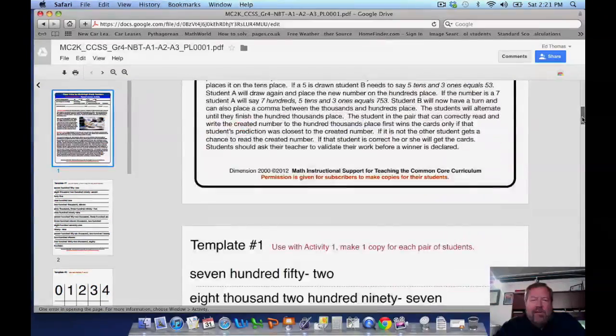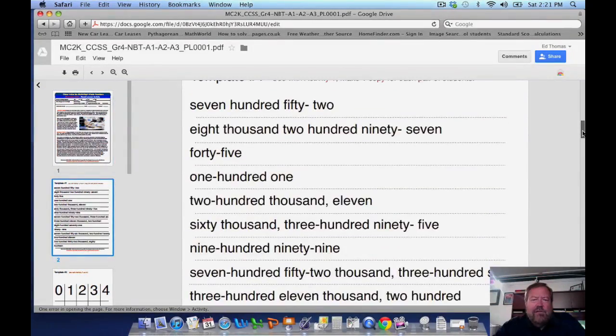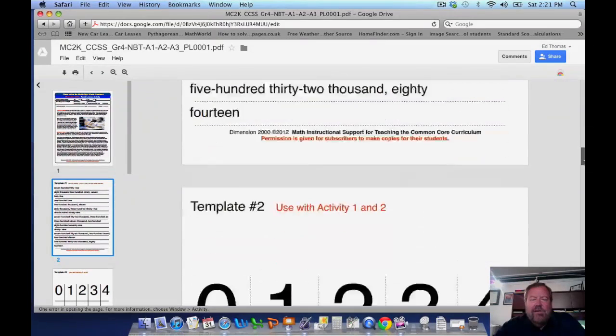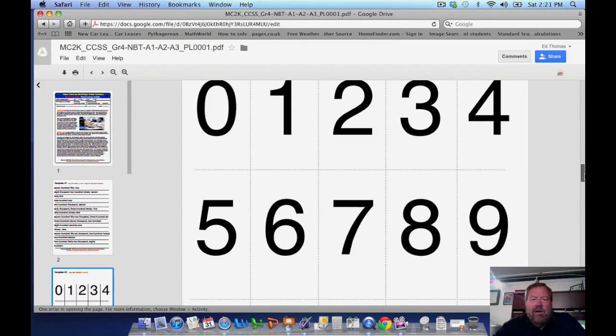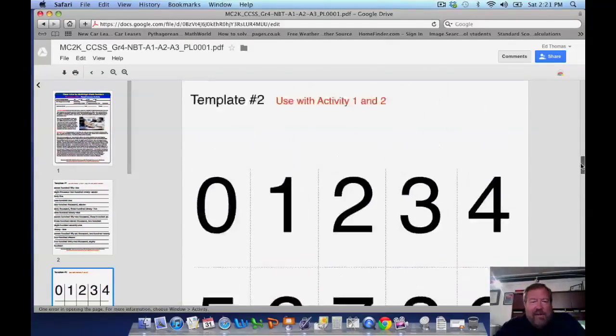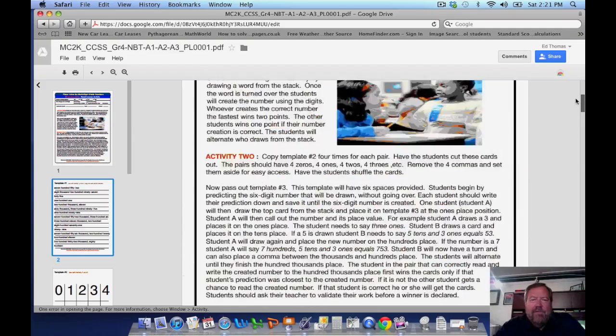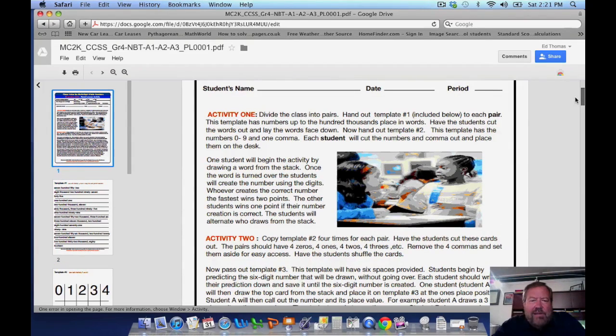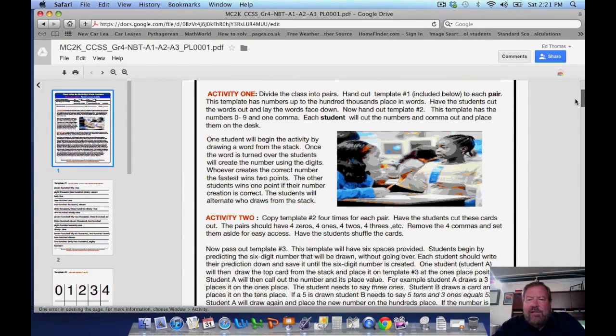And as they turn them over, they're going to build those numbers using the numbers here on the number cards. So these cards can be cut into pieces, and they even have commas, and the kids can build the numbers. And there's rules here as to how the students can earn points.